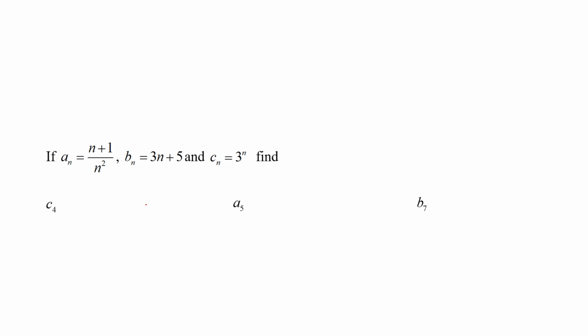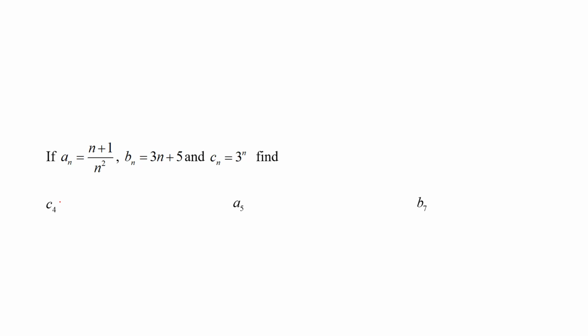So in this next example, we have three different sequences. Again, going over what's the point behind giving these things names, so that if you have more than one sequence or more than one function, then you know which one to use. So a sub n, the formula is n plus 1 divided by n squared. b sub n is 3 times n plus 5, and c sub n is 3 to the n.